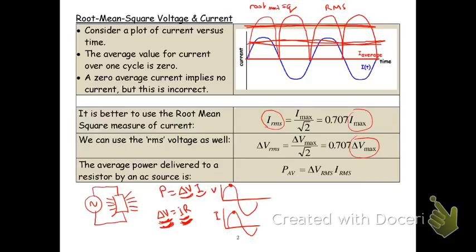So, although with Ohm's law I can use peak current, peak voltage, or I can use RMS current, RMS voltage, with power I've got to be in RMS. Using the peak values makes no sense whatsoever. So power is equal to delta V RMS times I RMS. This is peak for AC. So I've got to be careful about that.